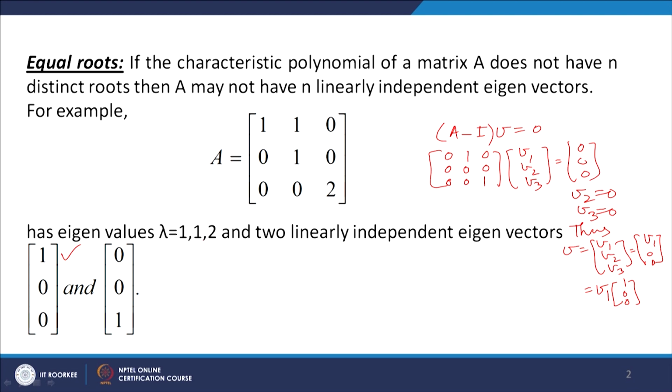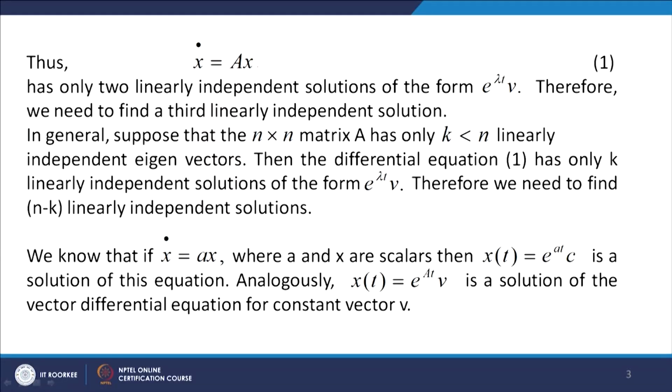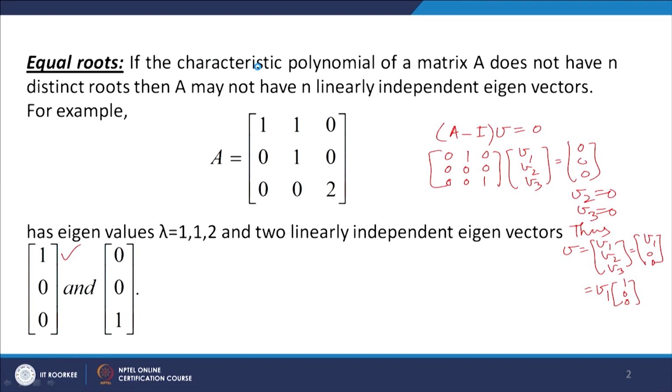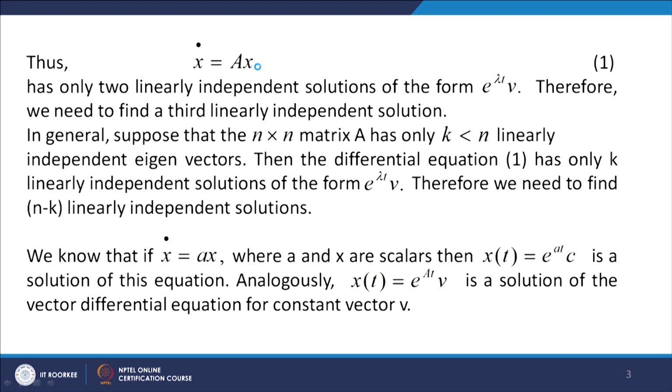So, how to find n linearly independent solutions of the vector differential equation x dot equal to Ax, that is the question. If you consider the vector differential equation x dot equal to Ax, it will have only 2 linearly independent solutions of the form e to the power lambda t times b. For lambda equal to 1 we got one eigenvector (1, 0, 0), so one solution. Corresponding to lambda equal to 2 we got one eigenvector (0, 0, 1), so another linearly independent solution of the form e to the power lambda t into b.